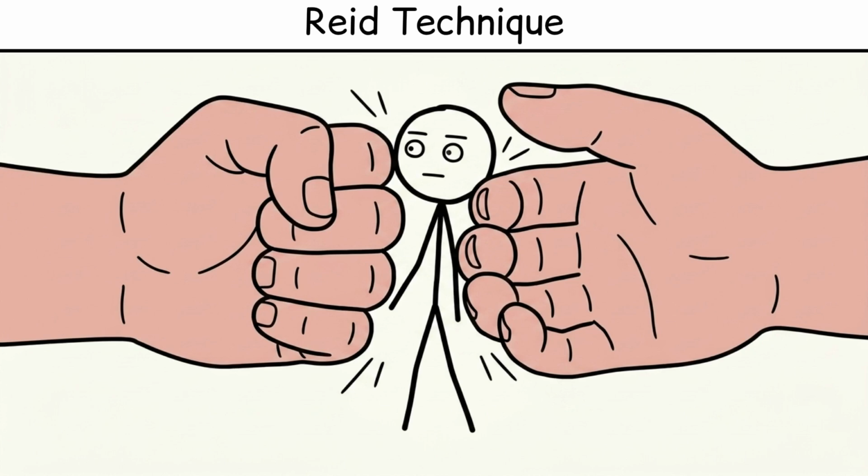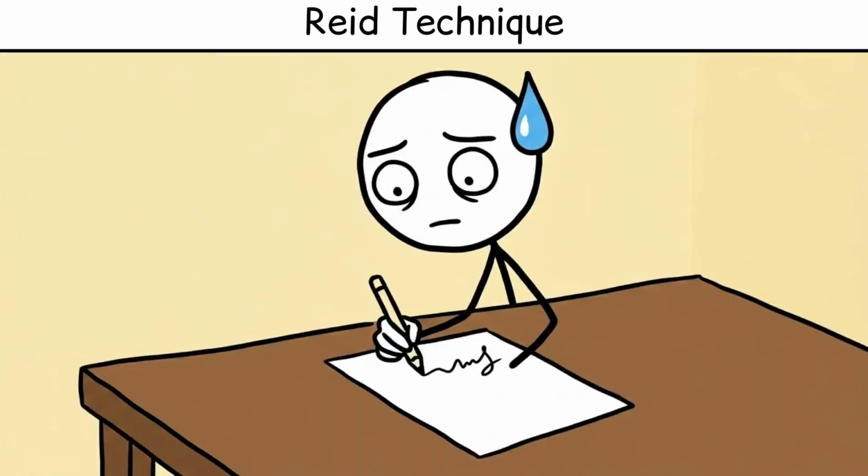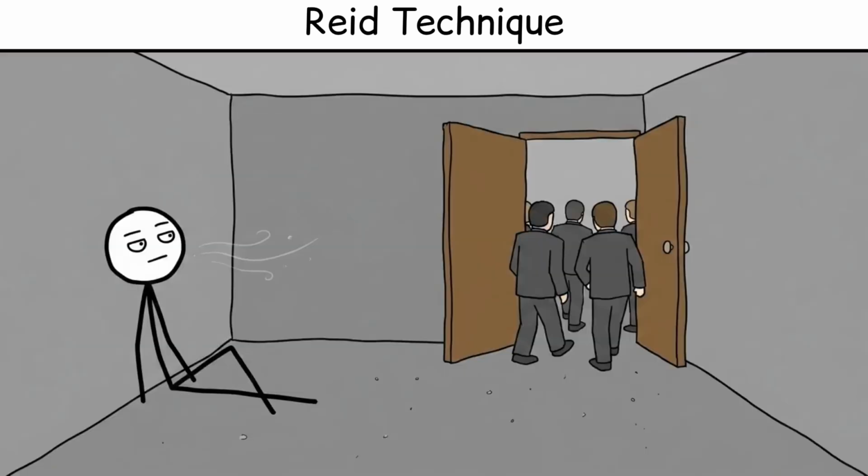Trapped between relentless pressure and a perceived lifeline of leniency, the suspect's cognitive control erodes, often leading innocent people to make false confessions just to end the pressure.